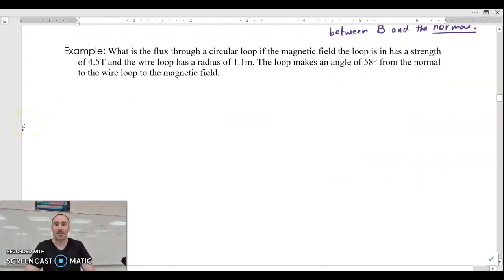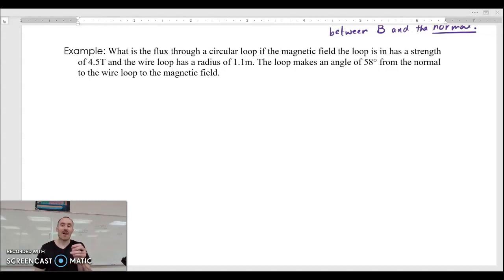Okay, let's try this example here. What is the flux through a circular loop if the magnetic field the loop is in has a strength of 4.5 teslas and the wire loop has a radius of 1.1 meters? The loop makes an angle of 58 degrees from the normal to the wire loop to the magnetic field. Now that phrasing seems a little bit unclear, so I just want to highlight this last little bit. The loop makes an angle of 58 degrees from the normal to the wire loop to the magnetic field. So the normal to the wire loop just means that normal line that we were talking about.